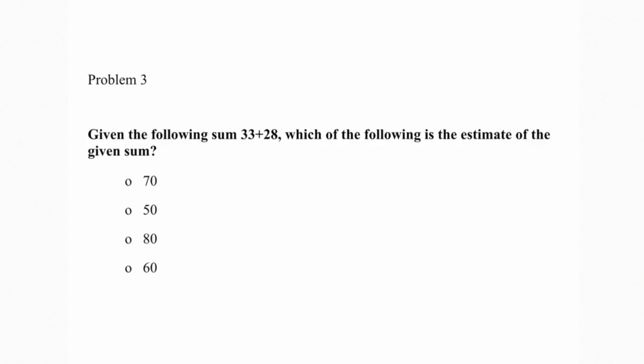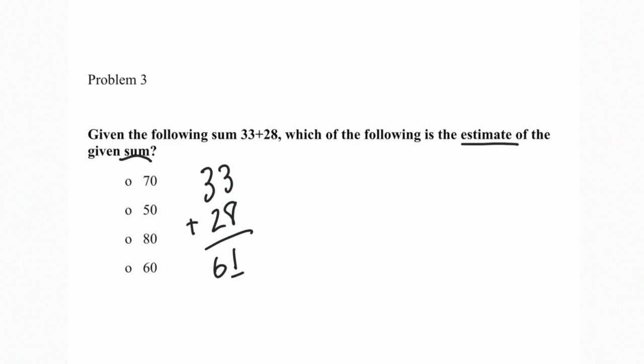Now for problem number 3. Given the following sum, 33 plus 28, which of the following is the estimate of the given sum? For this problem, we have to find 2 things: the estimate and the sum. There are 2 ways to solve this problem. The first way is to find the sum first. 33 plus 28 is equal to 61.